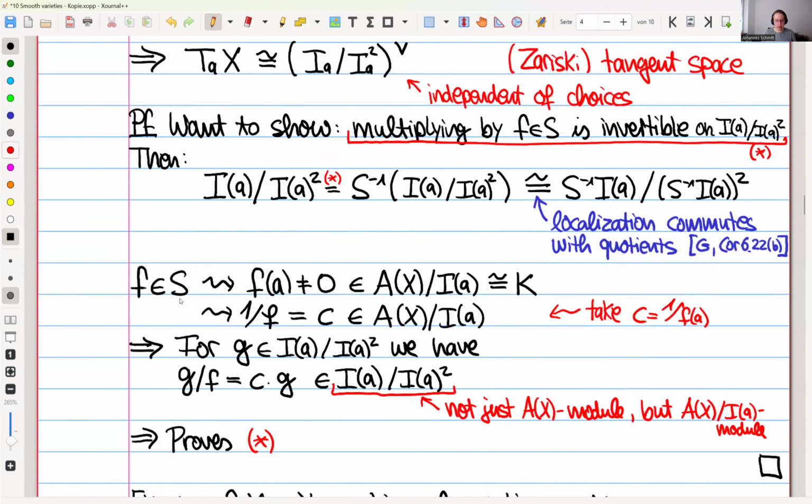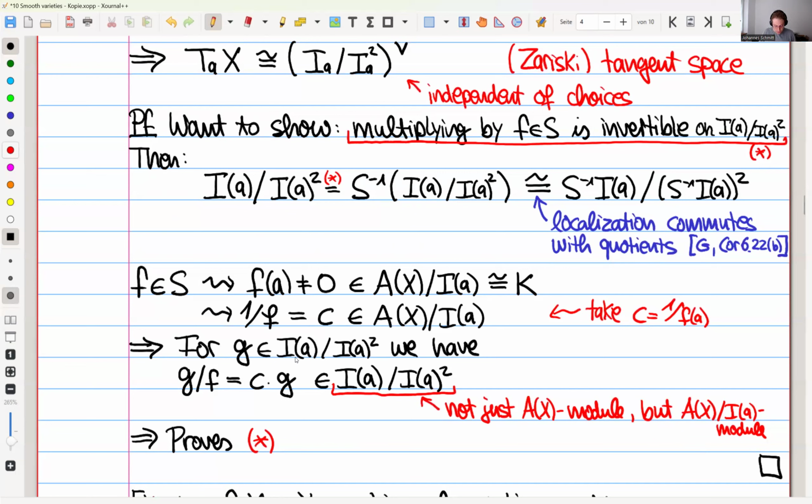So S was the functions A of x minus I of A. In other words, these are exactly the functions which do not vanish at A. And so this means f of A is non-zero, also inside this quotient here. But I of A is a maximal ideal inside here, and the quotient is exactly isomorphic to K itself. And the isomorphism was given by evaluation at A. And so this explains this here. Since this is non-zero in this field, we can find an inverse element, let's call it C, inside here. And in fact, under this isomorphism, you can just take C to be the constant function, which is 1 over the value of f at A, if you like.